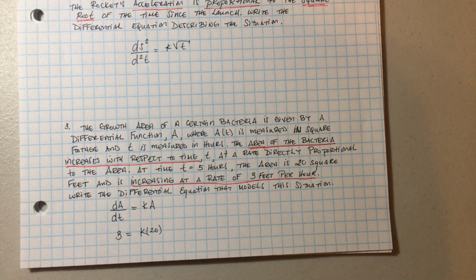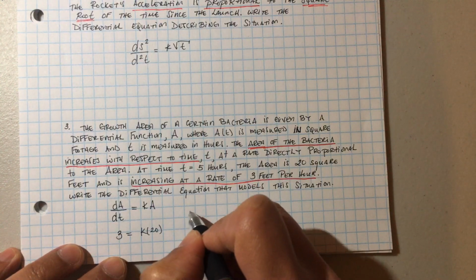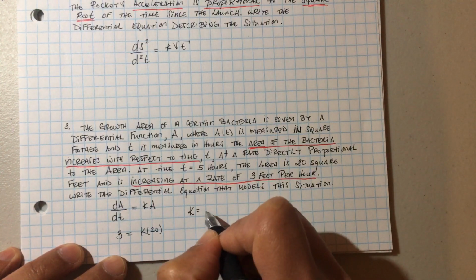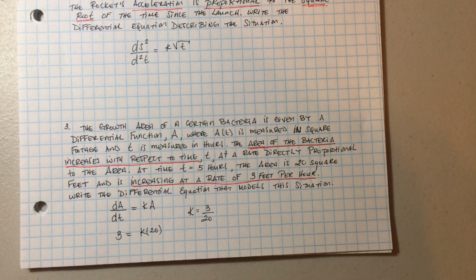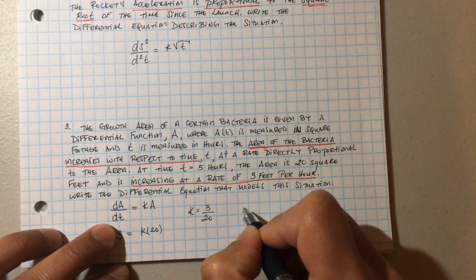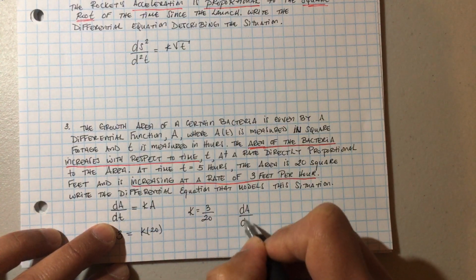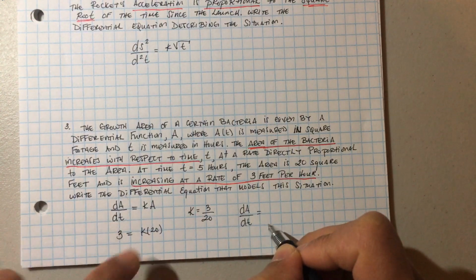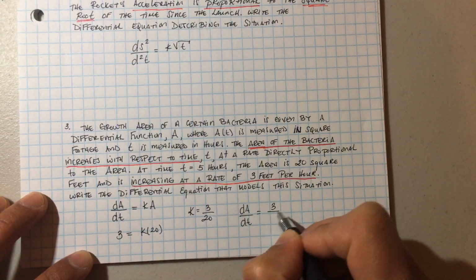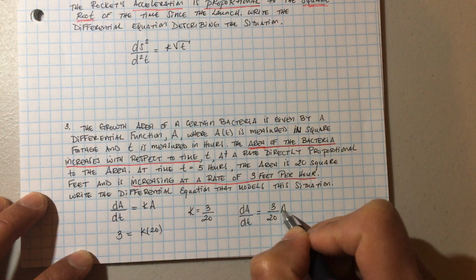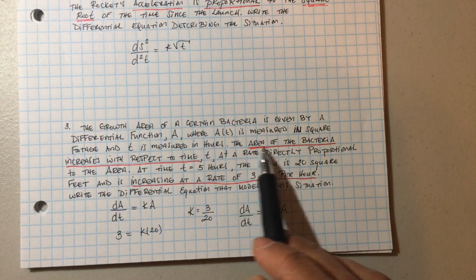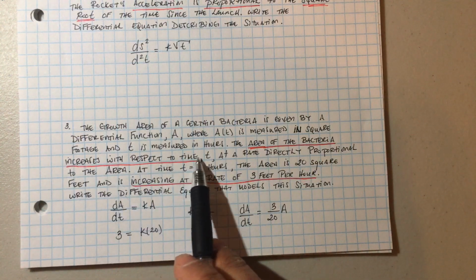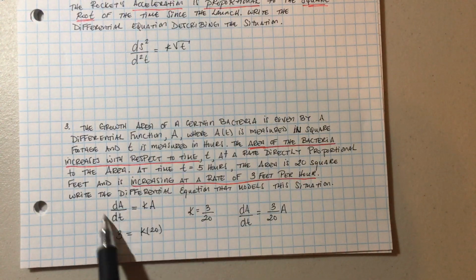So now I'm going to solve it. You end up with K equal to 3 over 20. So what is my differential equation? Well, I go back here. dA/dt, now that I know my K, is 3/20 times A. And that's your differential equation, guys. But notice how I did that. The area of the bacteria increases with respect to time. Boom. Gives me my representation right here.